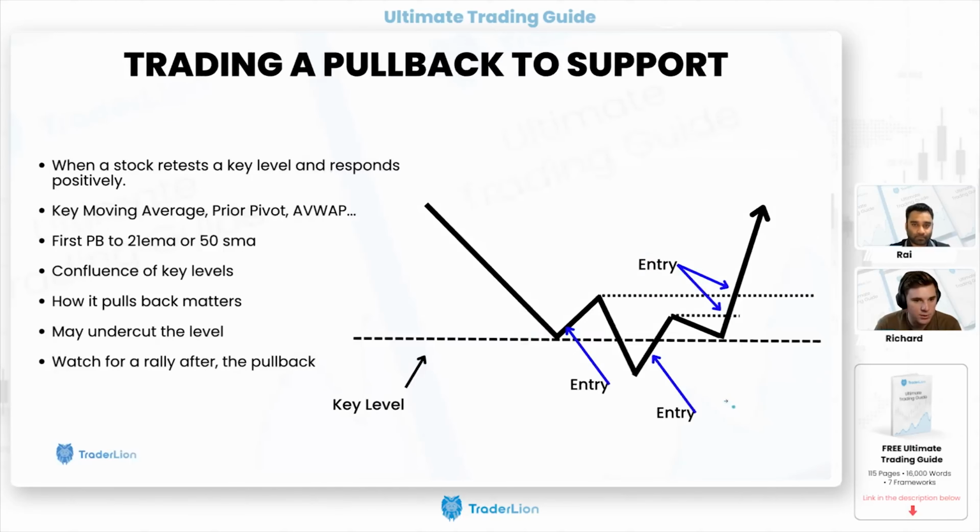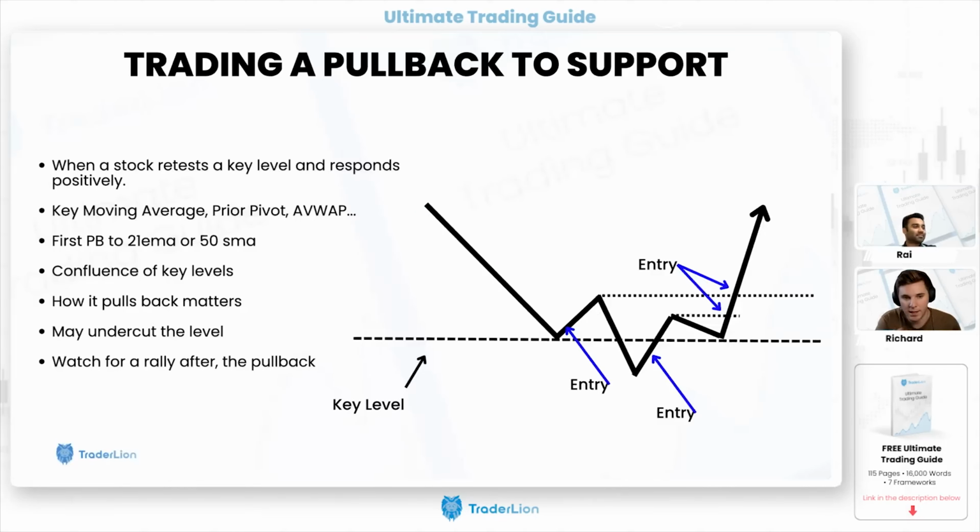So getting into trading a pullback to support. Support can be a key level such as a base pivot. It could be the first test of the 50-day moving average. It could be the first test of the 21-day moving average, 21 EMA, whatever it is. You're pulling back to a key level that a lot of market participants are watching. And ideally, this pullback is constructive. It's a drift lower versus a sharp drop.